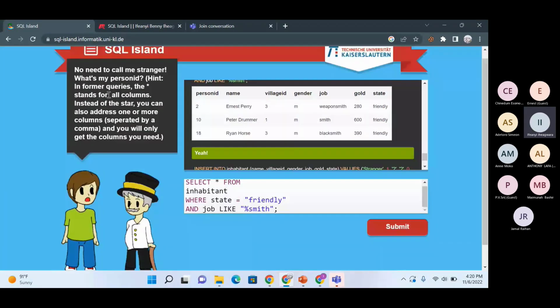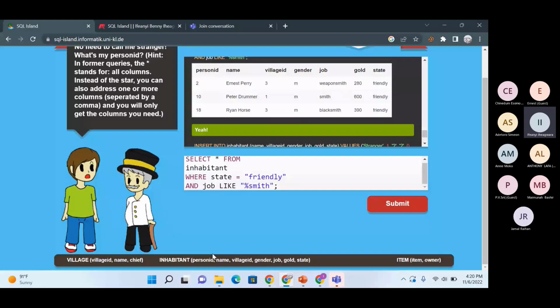Okay, so what's his ID number? So we need to find his ID. We have everybody that's in the village in the inhabitant table. So we want to find out his ID number. The asterisk here means we want to get all the columns, but we're only interested in the person's ID column. So we're just going to write the person's ID from the inhabitant table, where the name they gave him, stranger, is equal to stranger.